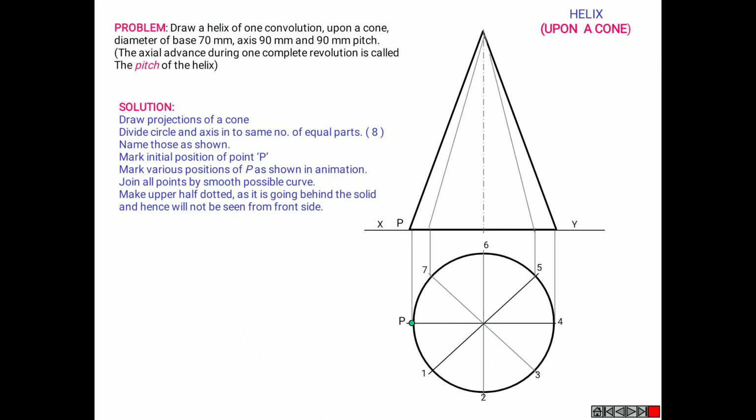Now take the projections and divide the line of your cone, the front view of your cone, of any one side into 8 equal parts and name them from 1 to 8 as shown in your animation. Now mark all the points: 1 to 1, 2 to 2, 3 to 3, 4 to 4, 5 to 5, 6 to 6, 7 to 7 and 8 to 8.